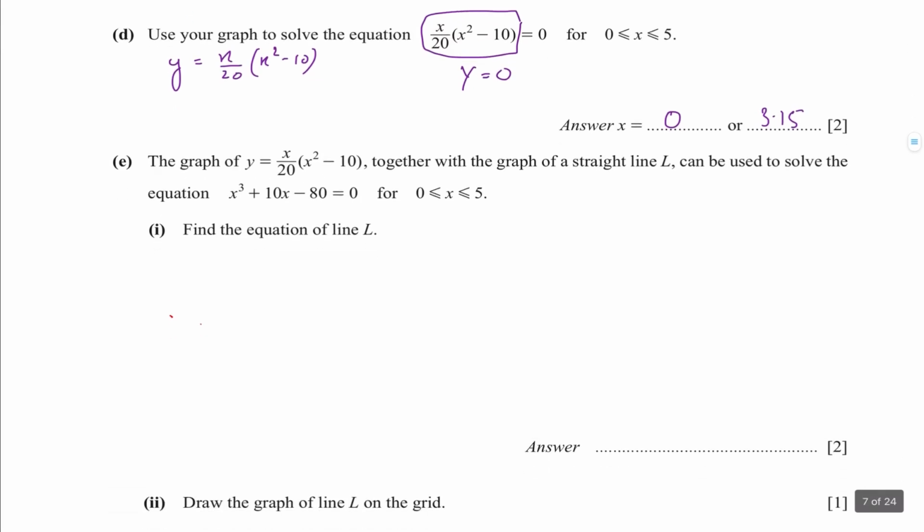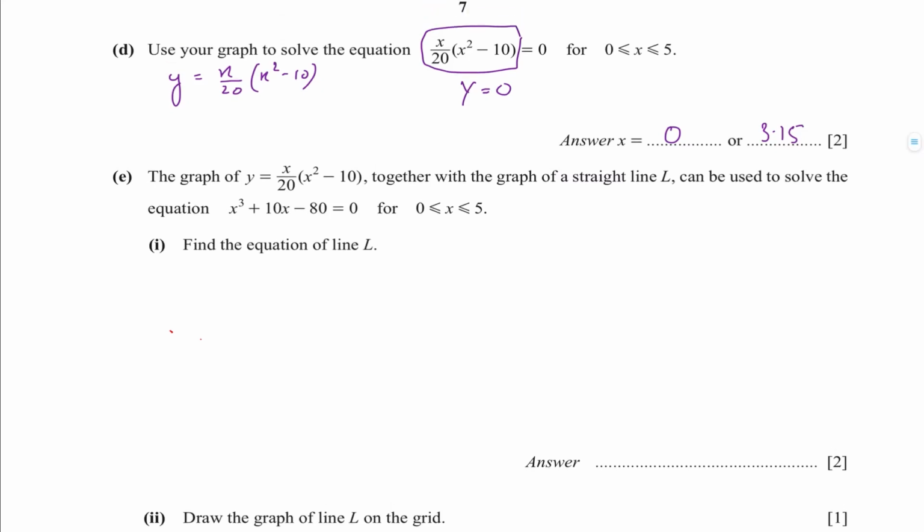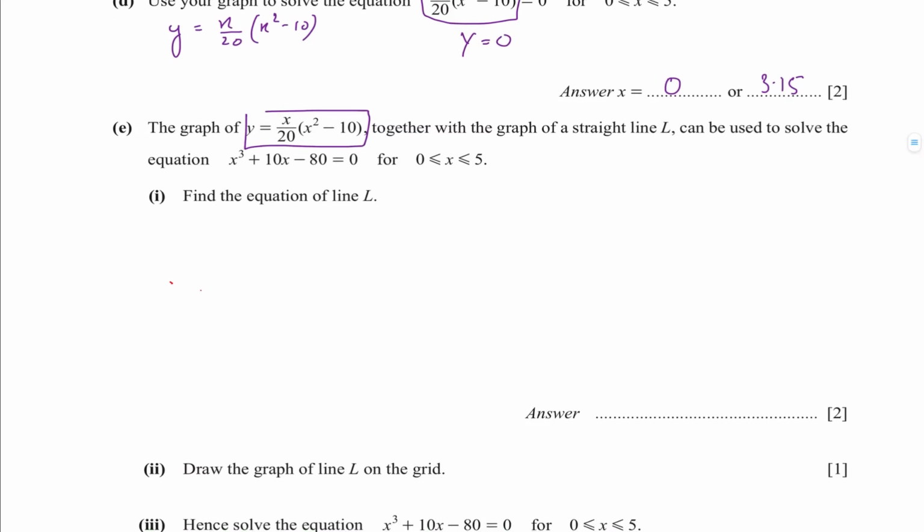Okay, now let's do part E, which says the graph of y equals x upon 20, bracket open, x square minus 10, together with the graph of a straight line L, can be used to solve this equation, x cube minus 10x minus 80, for x greater than 0 and less than or equal to 5.